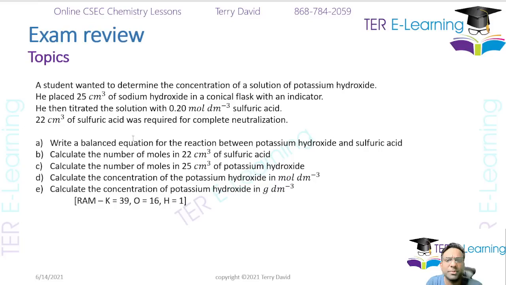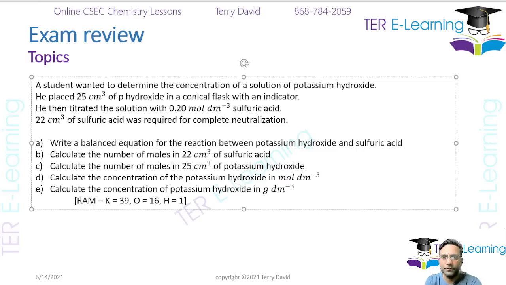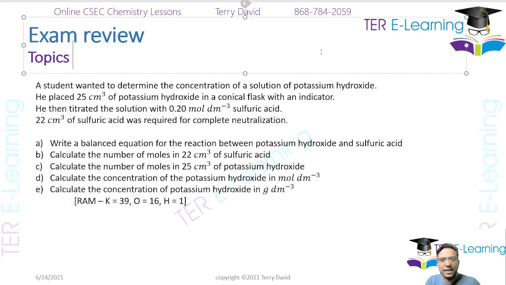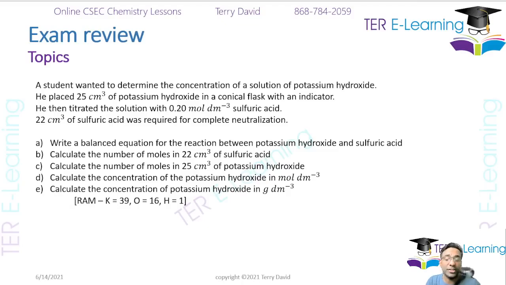Student potassium hydroxide. Alright, so again, it's very similar to the last one, but what I've done is changed what the reagents are. In this particular case, the student is interested in figuring out the concentration of something called potassium hydroxide. Potassium hydroxide has the formula KOH, so you can use it in some titrations.